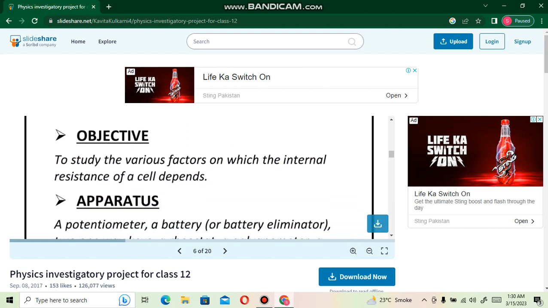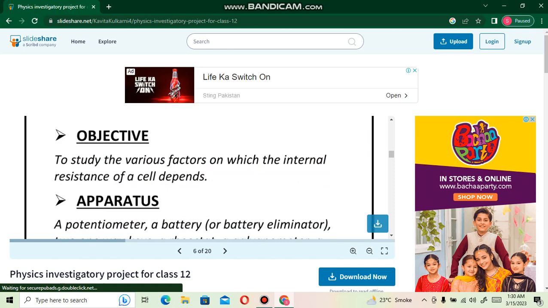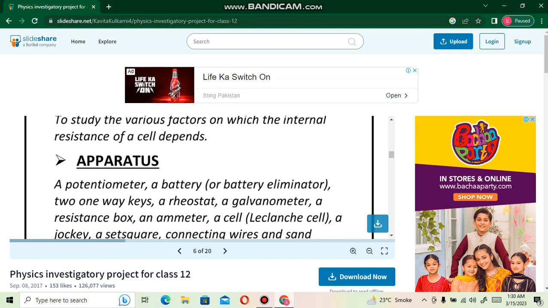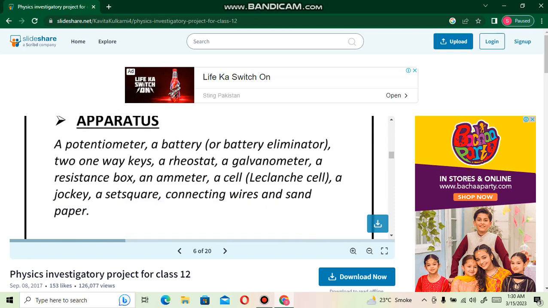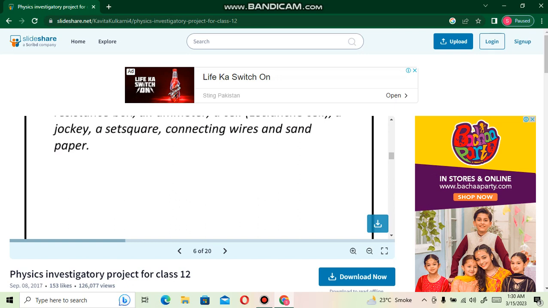Objective. To study the various factors on which the internal resistance of a cell depends. Apparatus. A potentiometer, a battery or battery eliminator, two one-way keys, a rheostat, a galvanometer, a resistance box, an ammeter, a cell, a nickel cell and jockey, a set square, connecting wire and sandpaper.